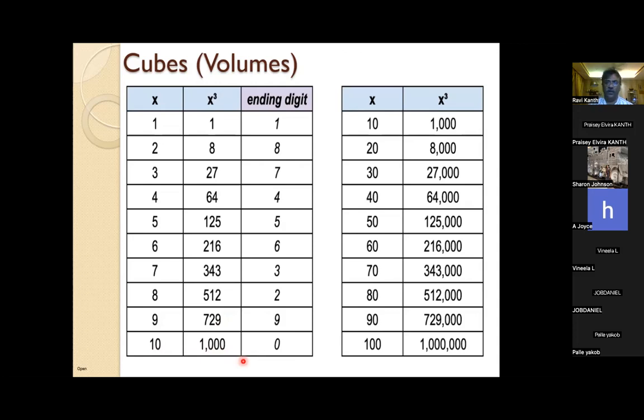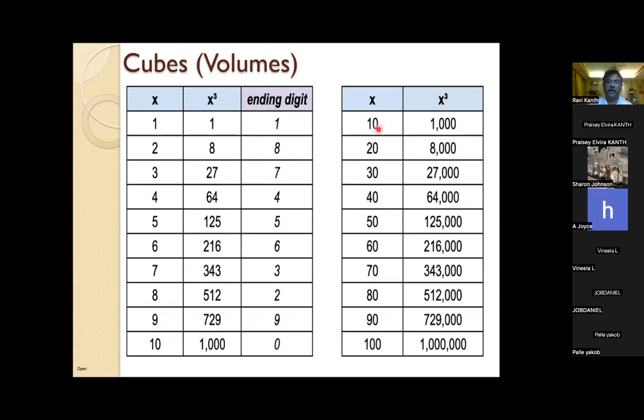Cube roots are very easy compared to square roots. Why? I tell you. See, if the ending digit is 1, the cube root is 1. If the last digit is 8, the cube root is 2. If the last digit is 7, the cube root is 3. If the last digit is 4, the cube root is 4, for 5 it is 5, for 6 it is 6. But if the last ending digit is 3, the cube root is always 7. And if the last digit of any big number is 2, the cube root is 8. If the last digit of any big number is 9, the cube root is 9. Okay. Any doubts on this?